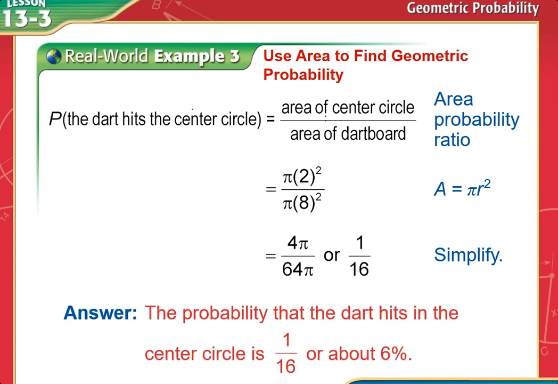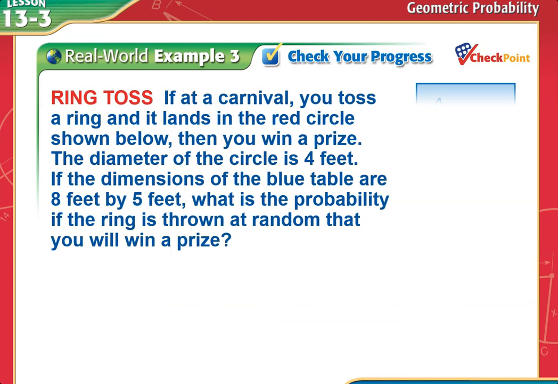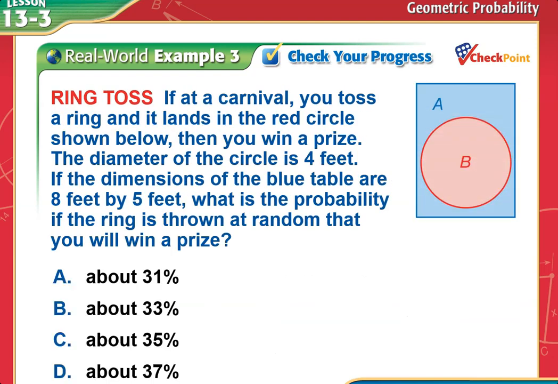All right. So here's a problem for you to try. Go ahead and pause your video and find the probability if the ring is thrown at random and it lands somewhere in the rectangle A, that you'll land in the B, which means you're going to win a prize. Pause your video. All right, it says about 31%. So let's figure this out.